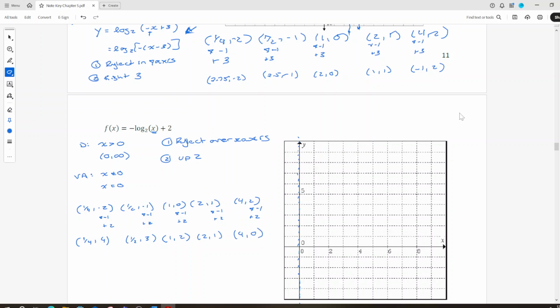So going off of here, we're going to have a quarter and 4, a half and 3, 1 and 2, 2 and 1, and 4 and 0. So what's going on here? Well, the graph's been flipped. Instead of going down towards the asymptote, it's going up towards the asymptote, and then it's going this way. And if we wanted to, we could add that other point at 8.